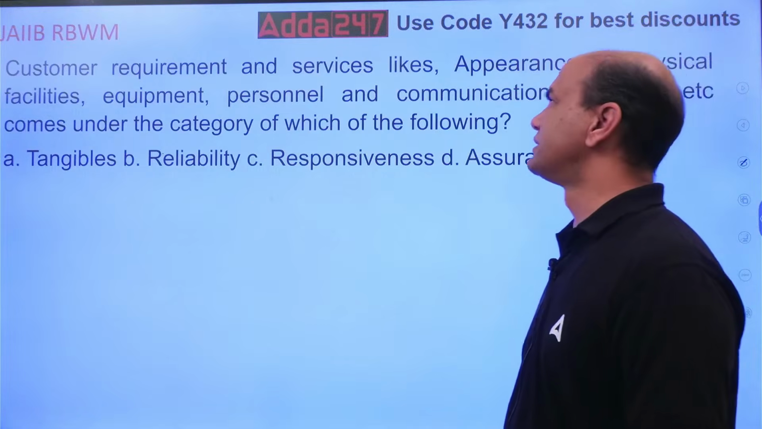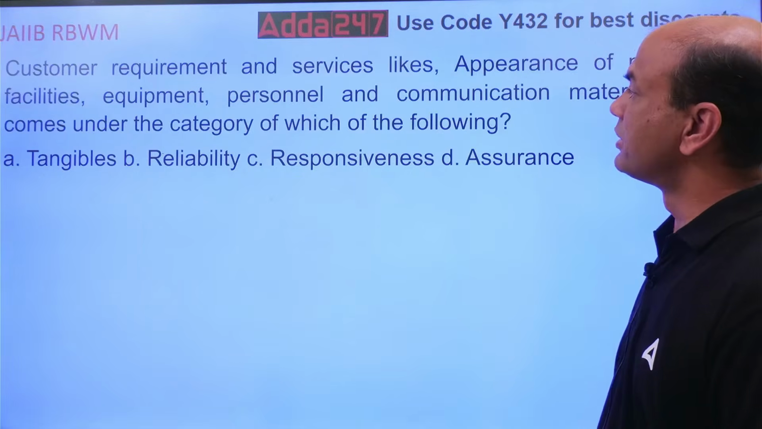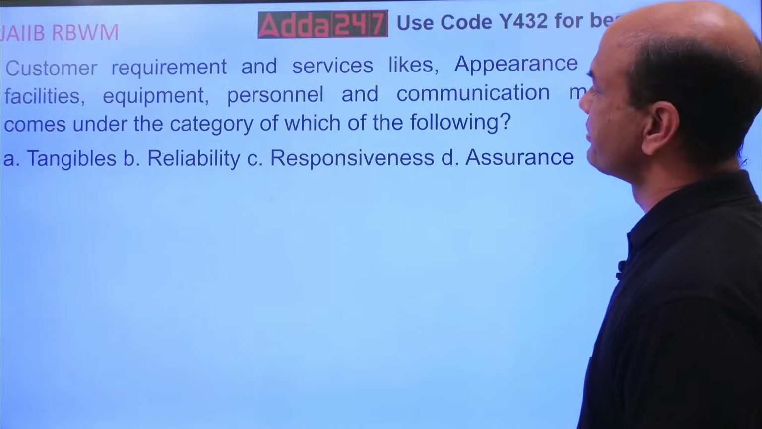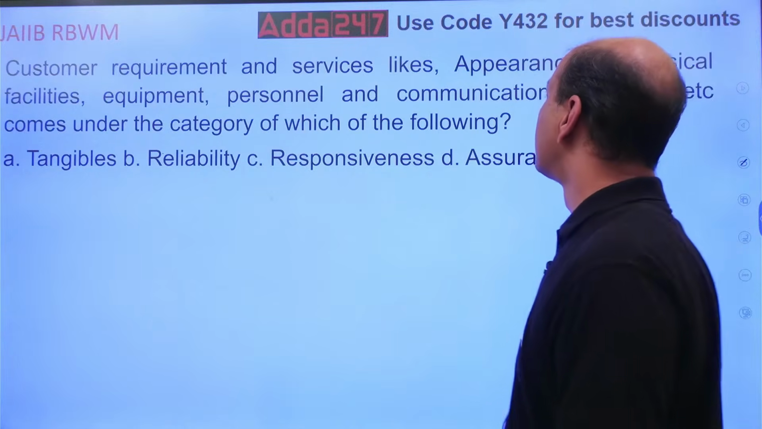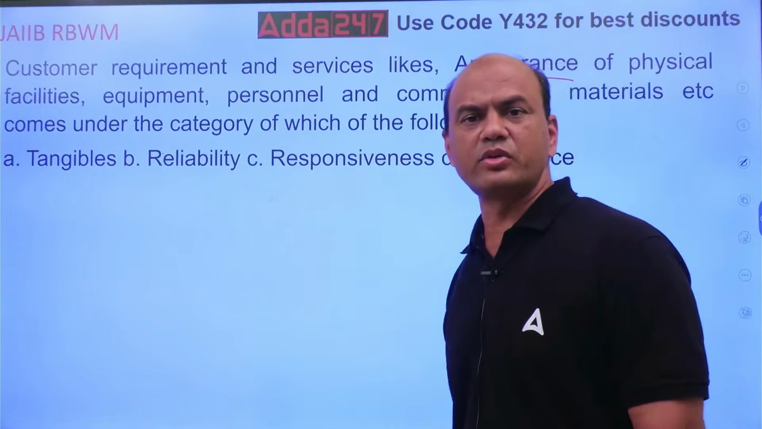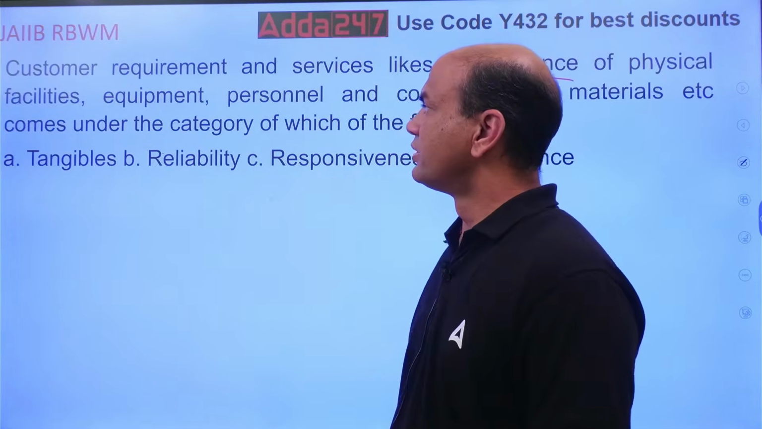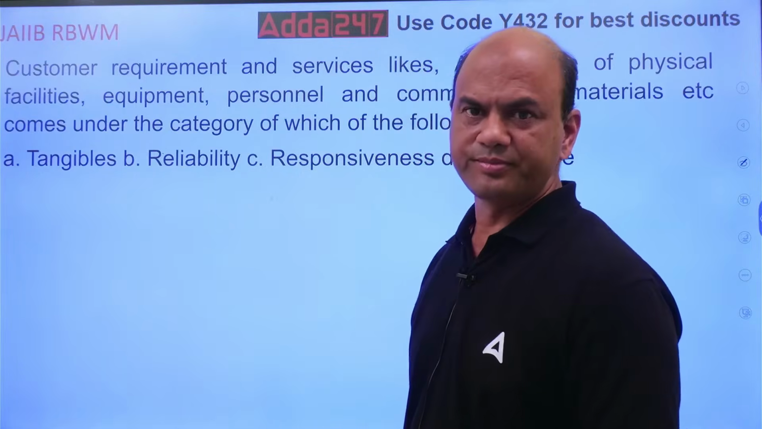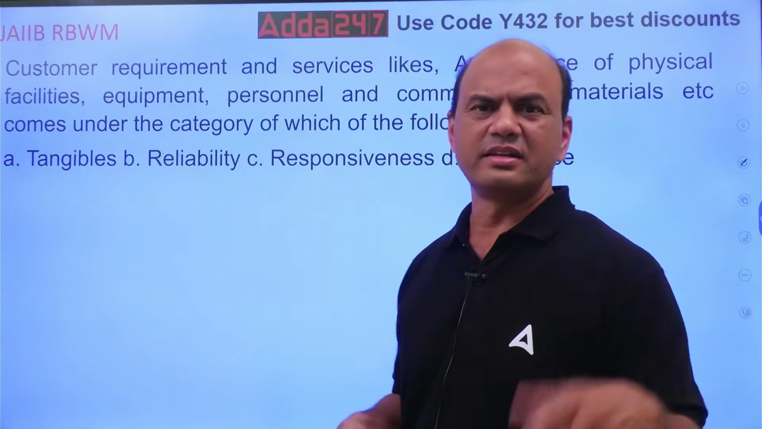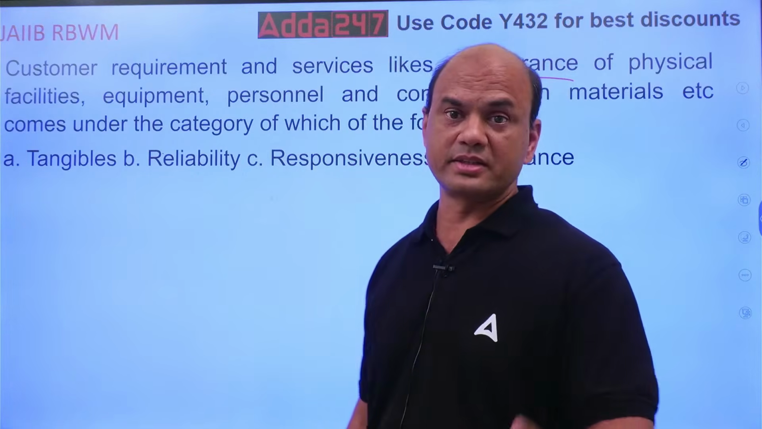Customer requirements and services like appearance of physical facilities, equipment, personnel and communication materials, etc. comes under the category of which of the following? So appearance. Now what is all this? This is related to your marketing, branding. Whenever any customer comes into the branch, if he sees dusty branches, dusty fan, files lying, employees not there on the table, that is all appearance.